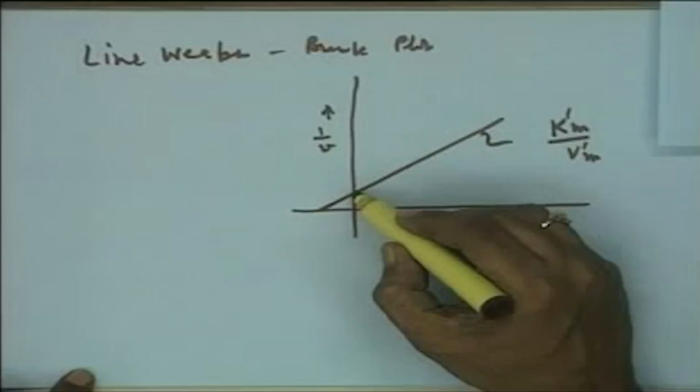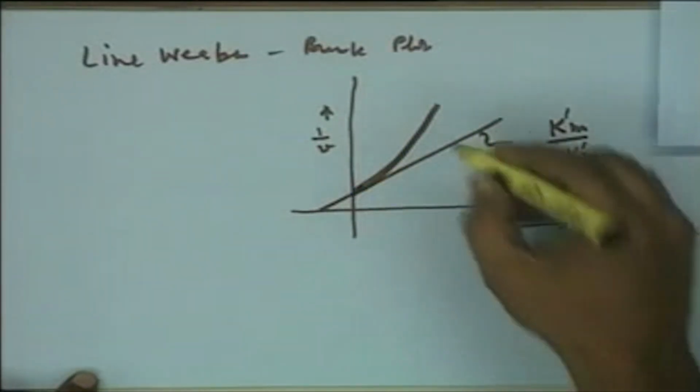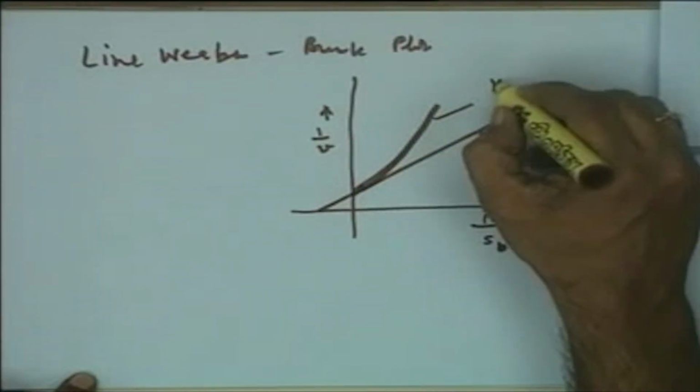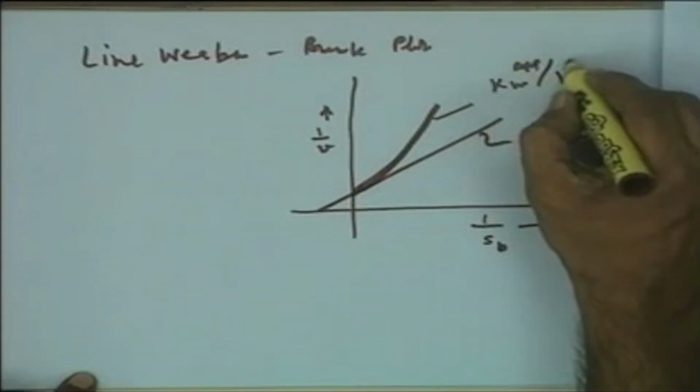But in the case of immobilized enzyme preparation, which are regulated by diffusional limitations, the curve is usually convex to the 1 upon S axis. That means essentially you go something like this, and where the slope is Km apparent upon V'm.